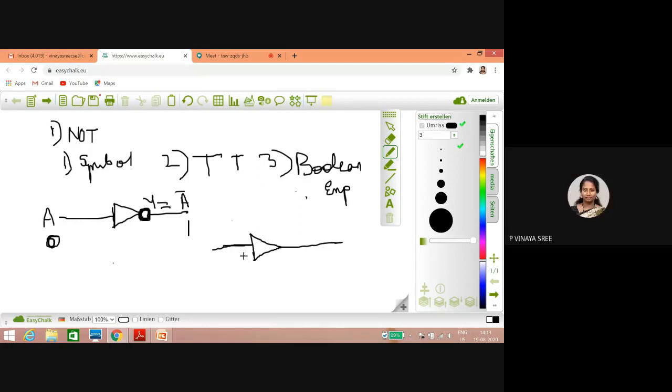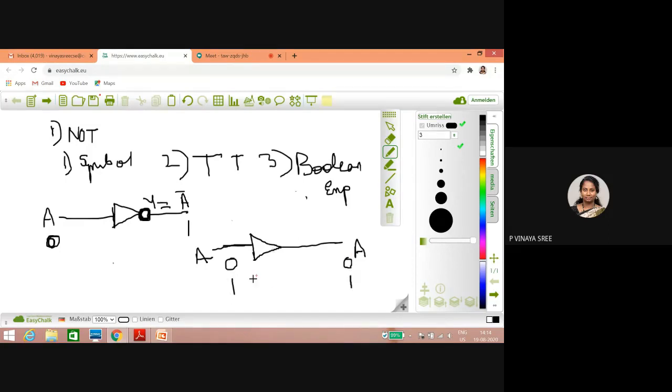So this symbol, we will call it a buffer. What this buffer does is, given an input A, you will get the output as A. Let us consider I want to give an input as 0. What will be the output? You will get 0. Given an input 1, you will get the output as 1.